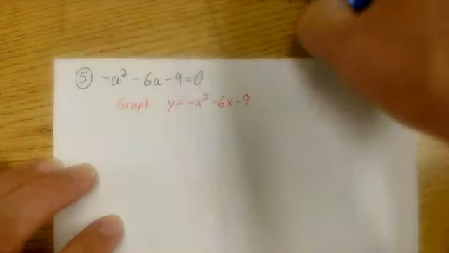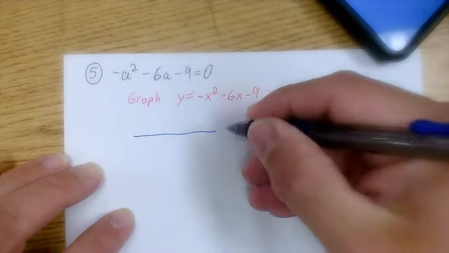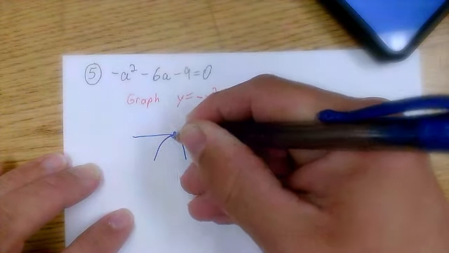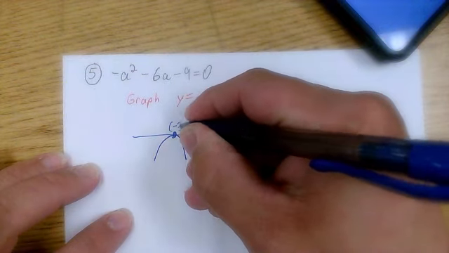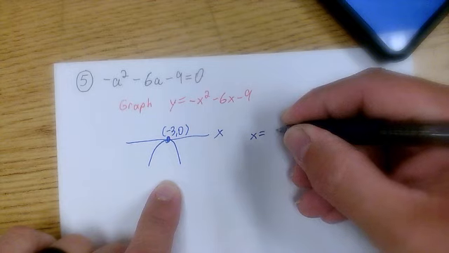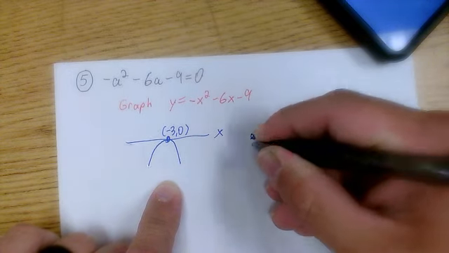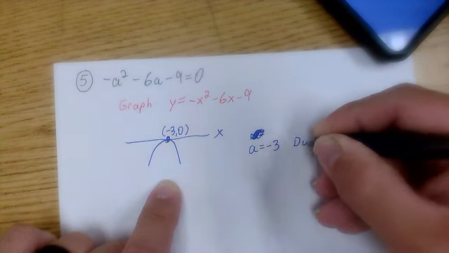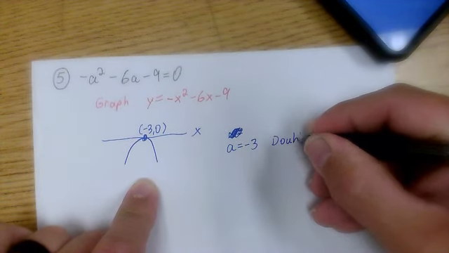Let's go ahead and make a note about that. You had your x-axis, it came up and intersected at exactly one place, which was -3, 0. And so your answer here would be that a is equal to -3, and that's specifically called a double root.